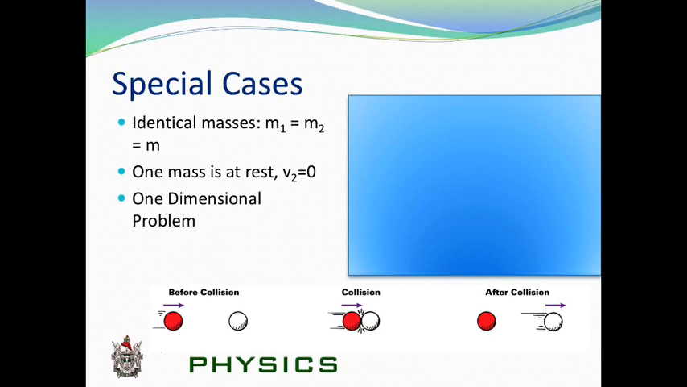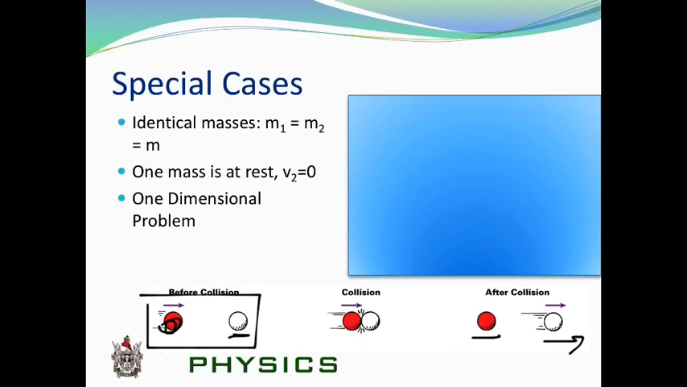Okay, so cool special cases. If it turns out that your masses are identical, like you have billiard balls that are crashing into each other, and you have a situation like down here where you have one ball that's moving and one ball that's stationary, if it comes in and crashes and doesn't lose any energy and you have conservation of momentum, what happens is after the collision, that first ball comes to a dead stop and the second one takes off with the same velocity as the first one.